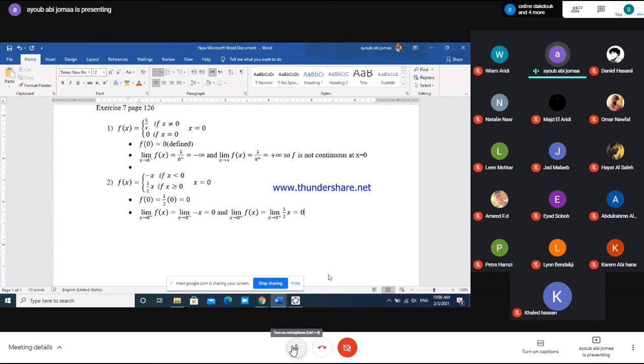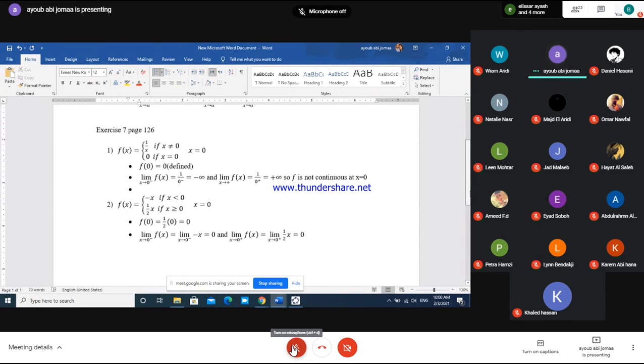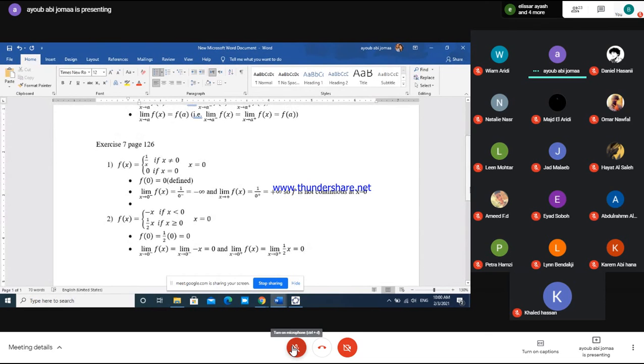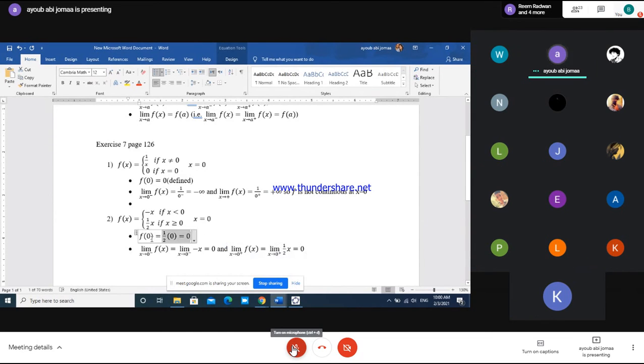So, is the function continuous? Yes, we are. The limit as x approaches 0 minus is 0. The limit as x approaches 0 plus is also 0. And f of 0 is also 0. Here the three values are equal. So the function is continuous at x equals 0.